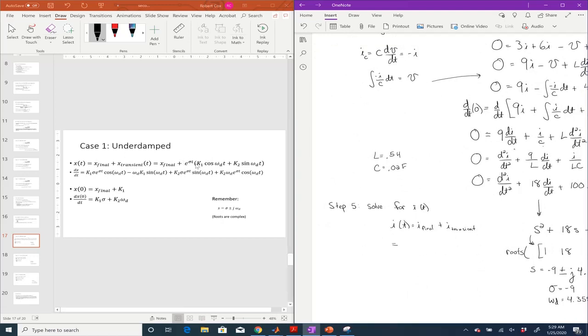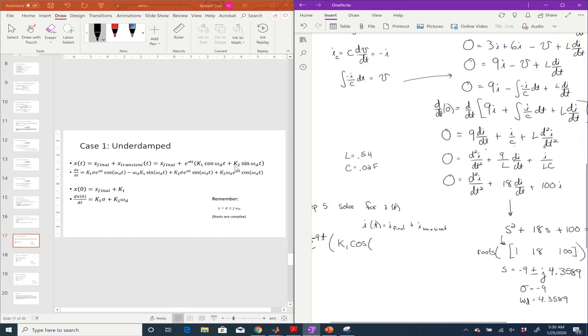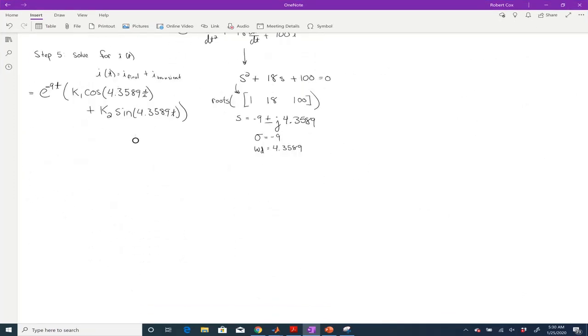I transient is given here in the notes. So that's going to be equal to e to the negative 9t times k1 cosine of 4.3589t plus k2 sine of 4.3589t, like so. So this is a decaying sinusoidal thing.